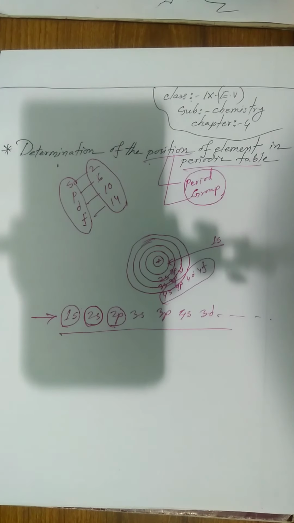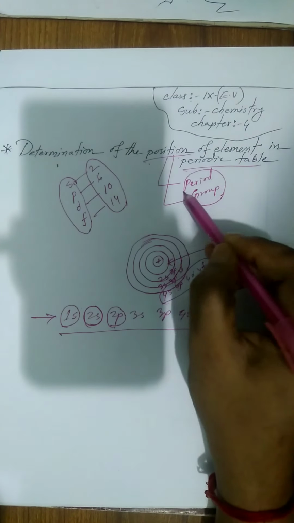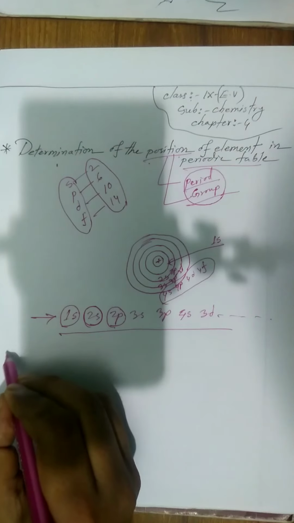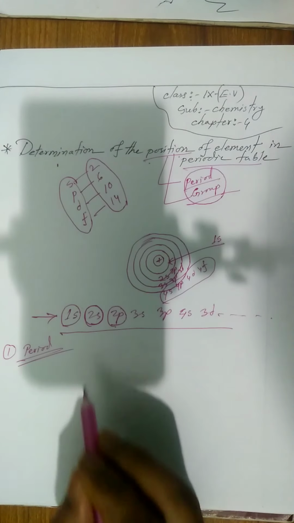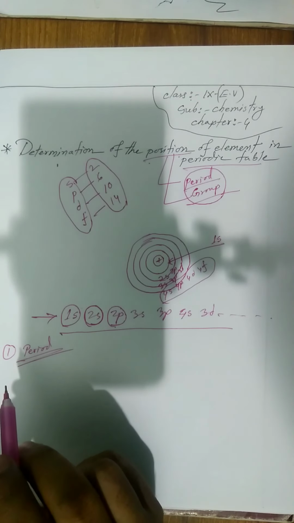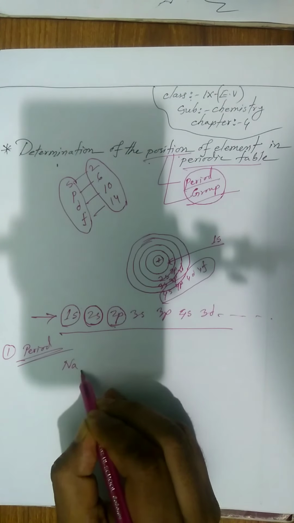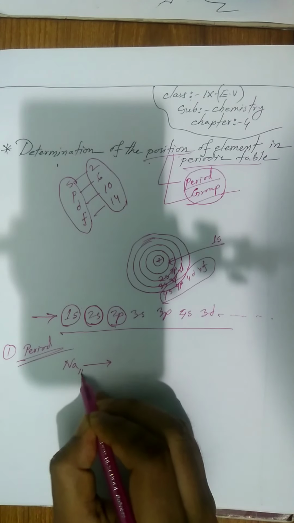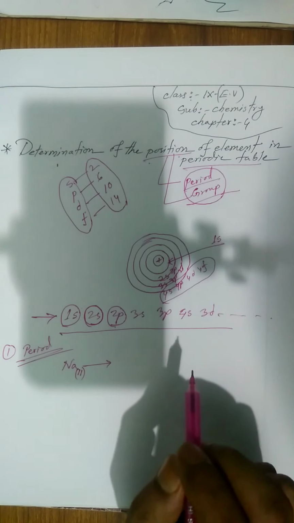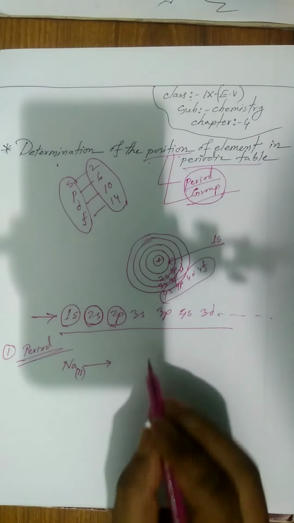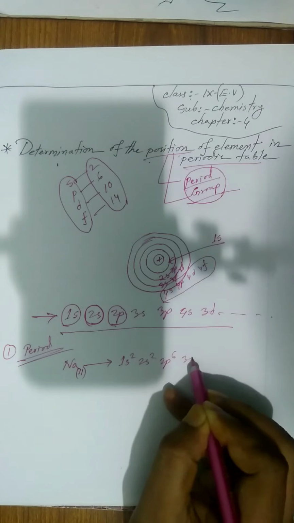Now, the position of an element means the period number and group number. First, the period number. The highest coefficient of the orbitals denotes the period number. For example, the electronic distribution of sodium. The atomic number of sodium is 11, that means the number of electrons is 11. So the electronic distribution is 1s2 2s2 2p6 3s1.